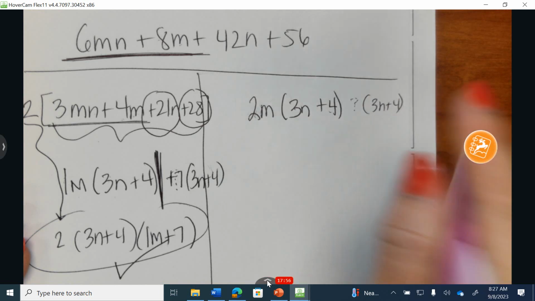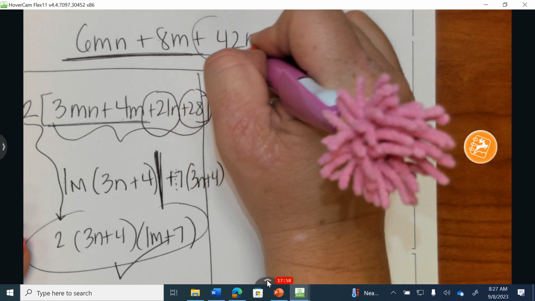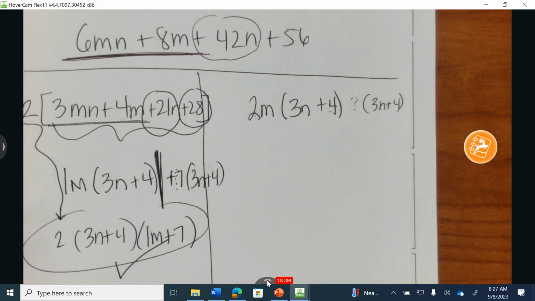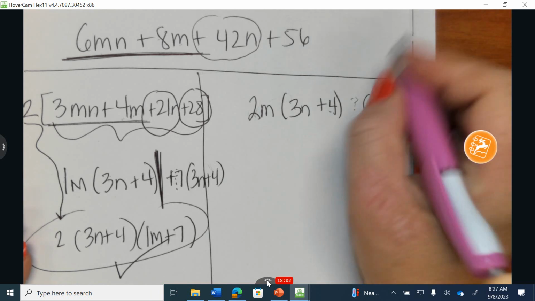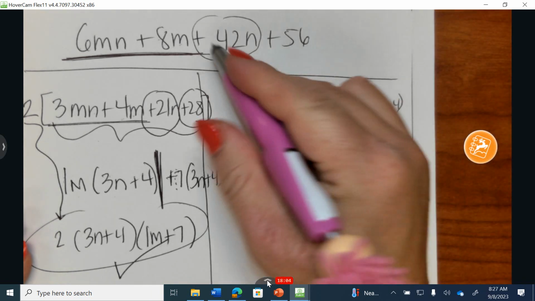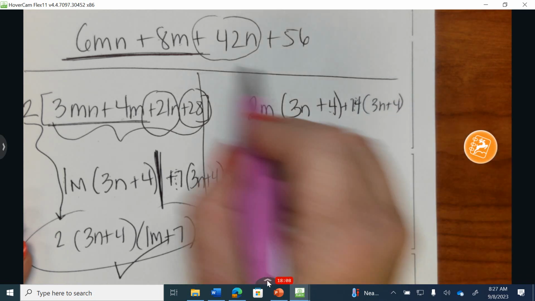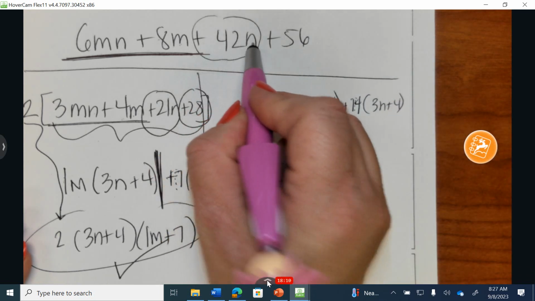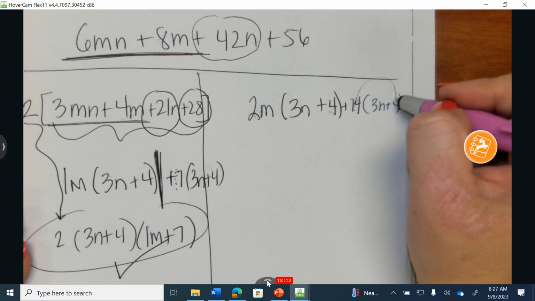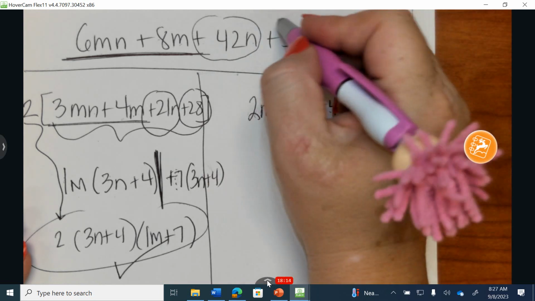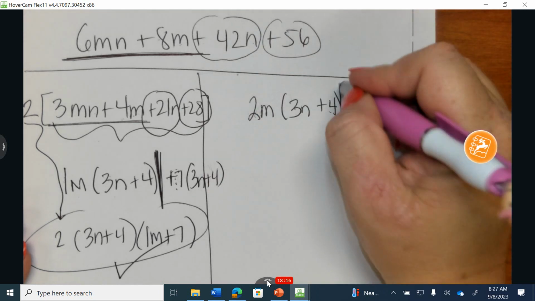What quantity times 3n gives you a positive 42n? 3 times 14, and it has to be a positive sign. 14 times 3 with an n is positive 42n. And 14 times 4 is a positive 56. So I'm going to break this apart.